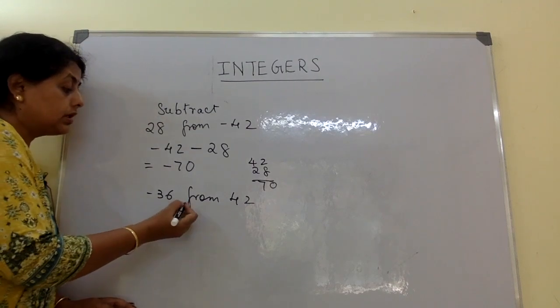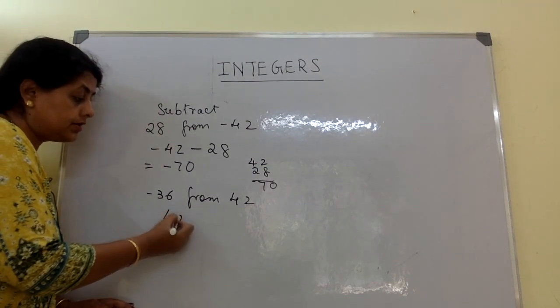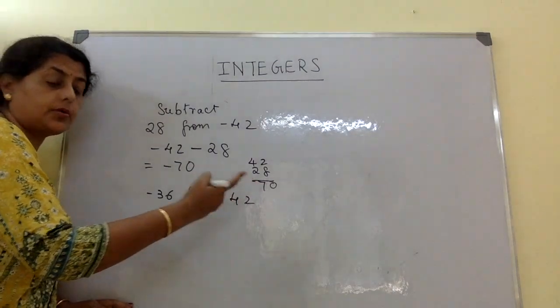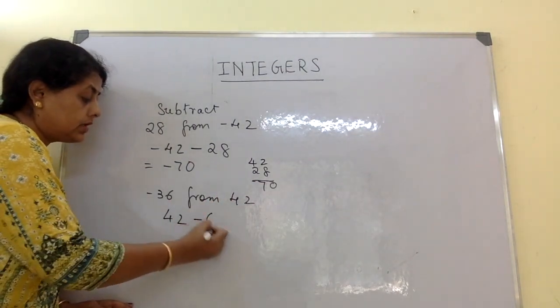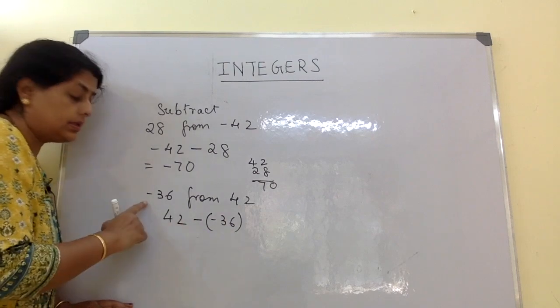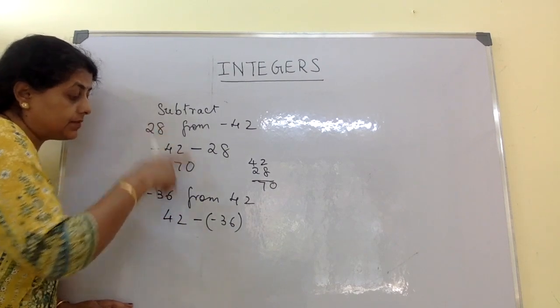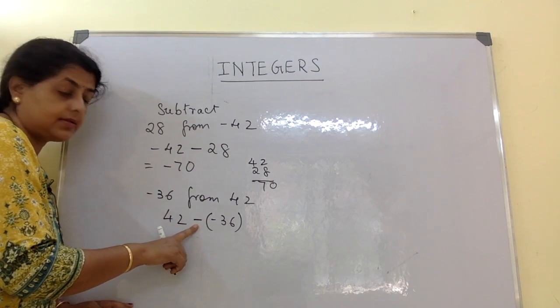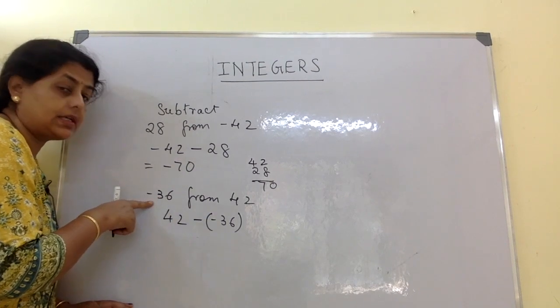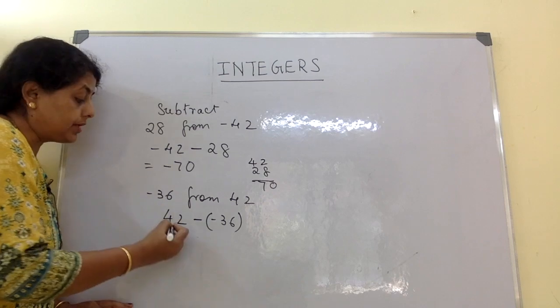So here, 42 gets written first because it comes after "from," and then put the minus sign, then put minus 36. Minus why? Because we are subtracting. For that, this minus is coming, and this minus is coming because the integer itself is negative.